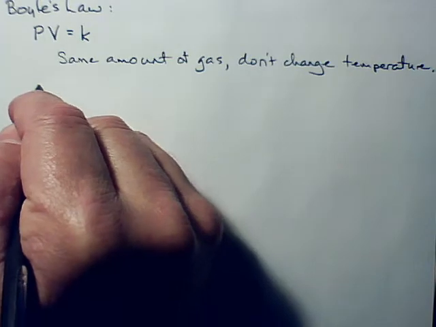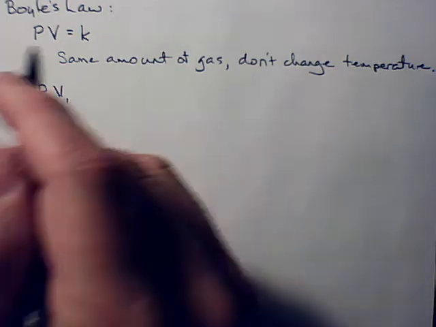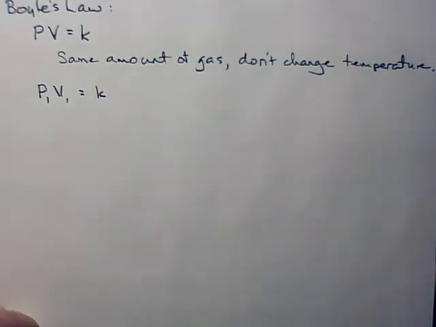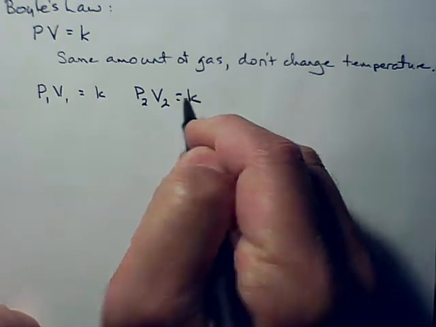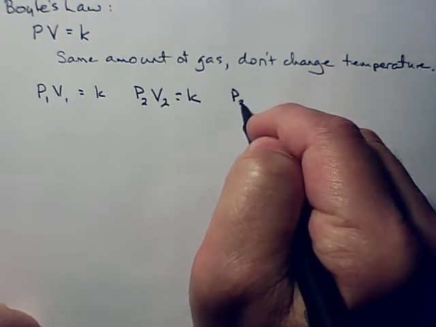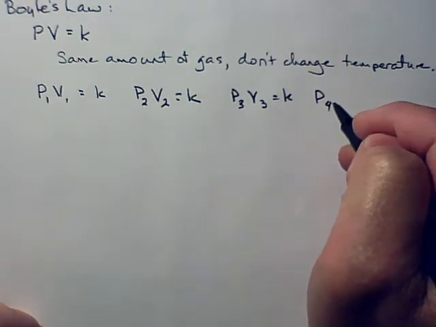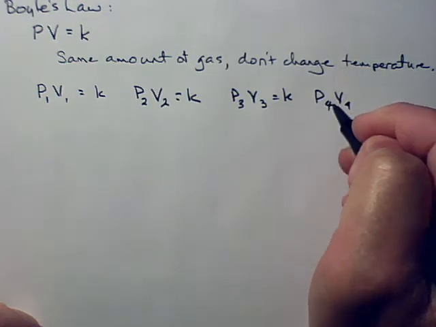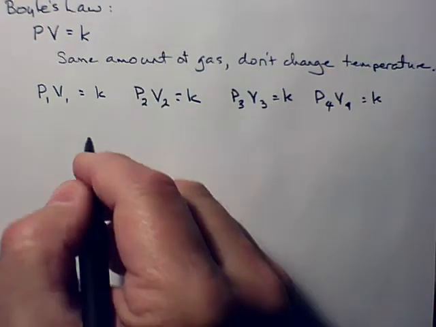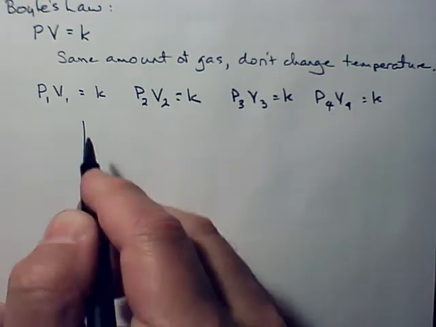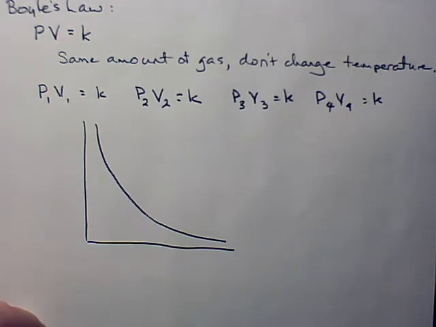Okay. So what that means is if I start out with one measured volume and one measured pressure for a gas, that's going to equal K, that constant. And if I change the pressure, there's going to have to be a change in the volume, so that also equals K. And if I change it again, that's also going to equal K, and so forth and so on. If you had done the lab yesterday and graphed your results, you would have found a relationship that looked like this. And that's called an inverse relationship.